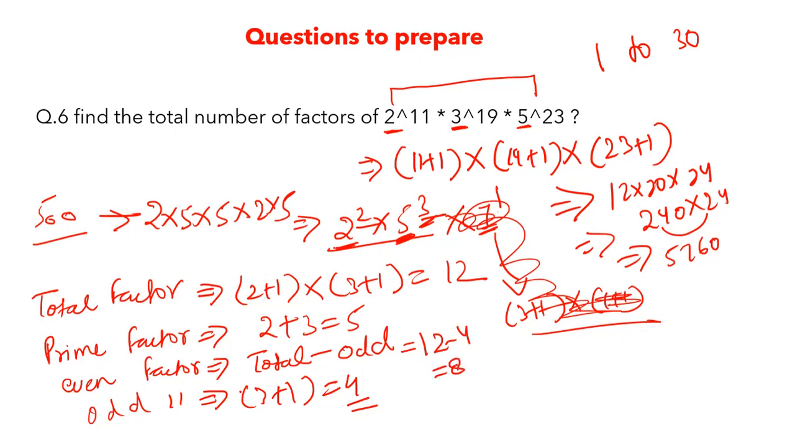So now you understood how to determine the total factor, prime factor, even factor, odd factor. Okay, I hope this is clear. Please note it down, otherwise you will forget after 1 or 2 days. Let's move to the next question now.